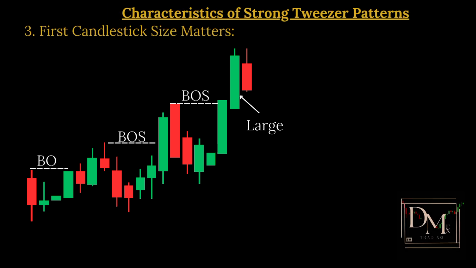Number 3. Candlestick size matters. Large first-bodied candles that make up the Tweezer top pattern are more reliable because they reflect significant buying pressure before a sudden introduction of an opposing bearish price sentiment.